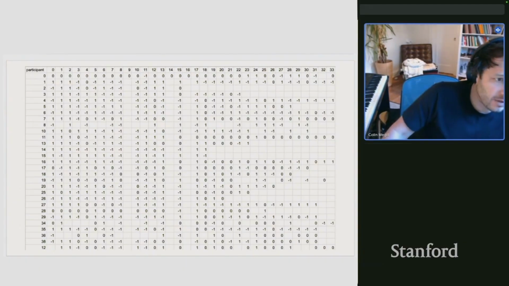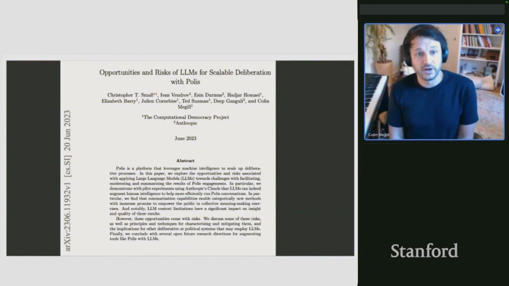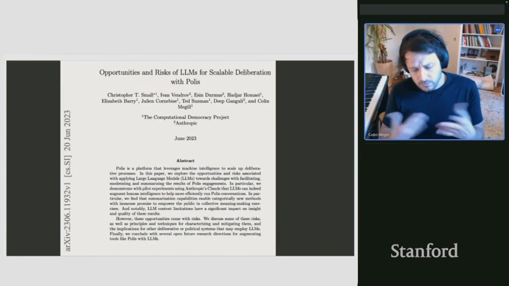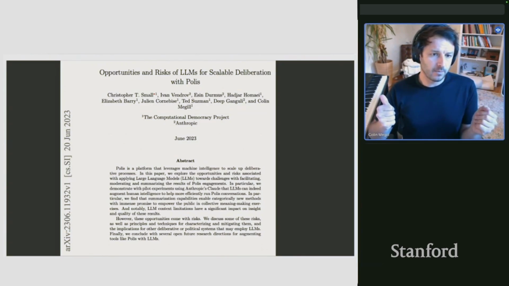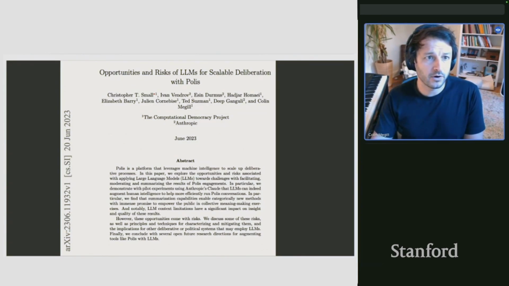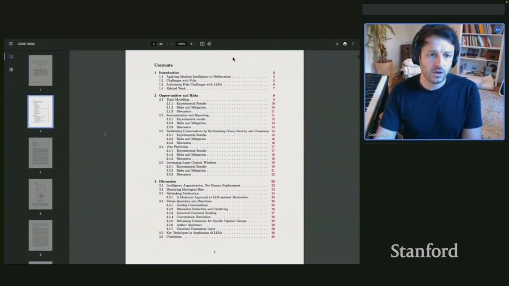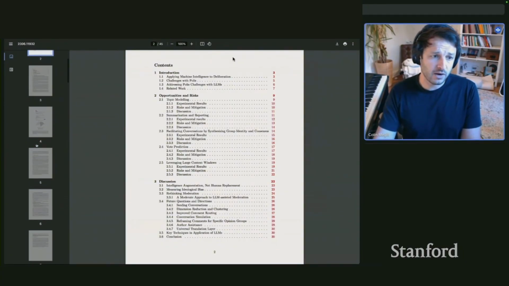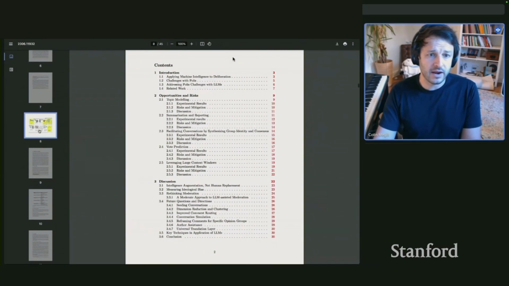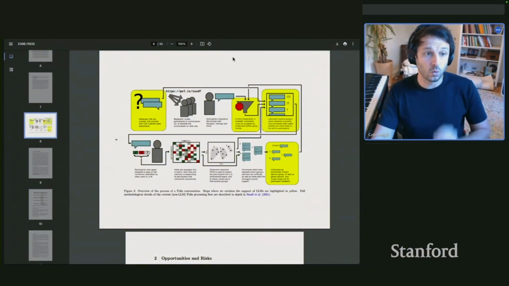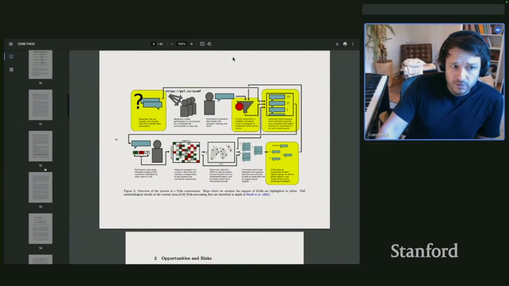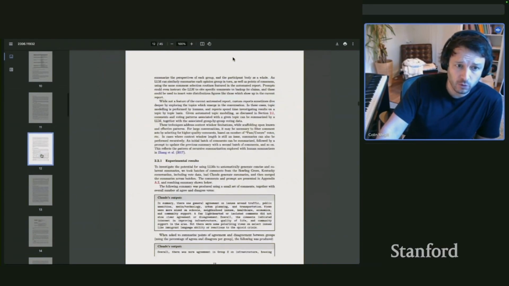Okay, so I wanted to skip forward to make sure that we have an opportunity to cover that we wrote a paper with Anthropic last year, covering some of the conversations. What kinds of tasks can the LLM perform within a Polis conversation, and how well will it perform? So we looked at a number of things like moderation, summarization, and vote prediction.